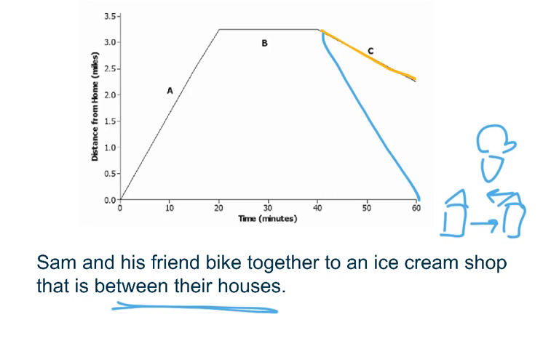So it makes sense that we're looking at section C, where he started to move towards being back at 0 distance from home, back at being at his house, but not yet. Not there yet.